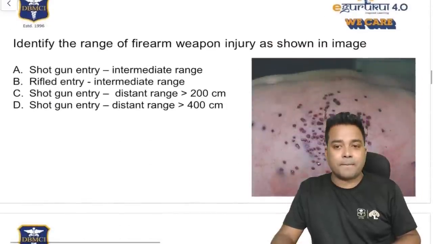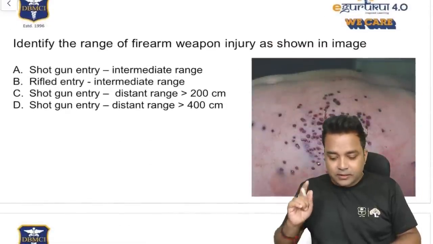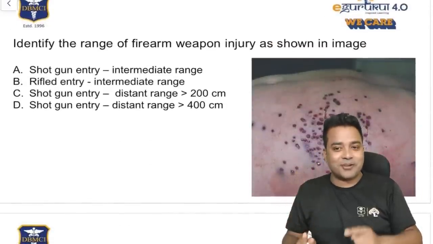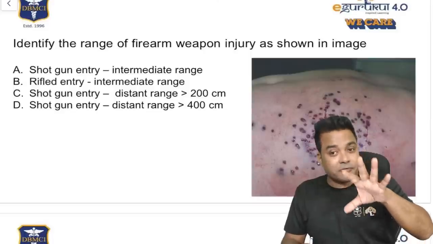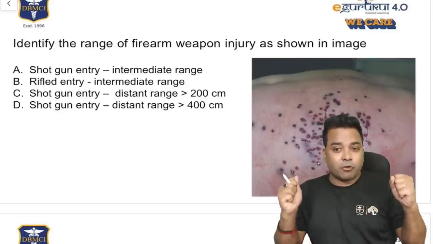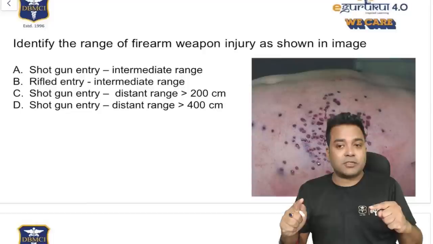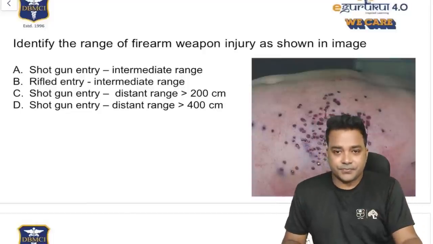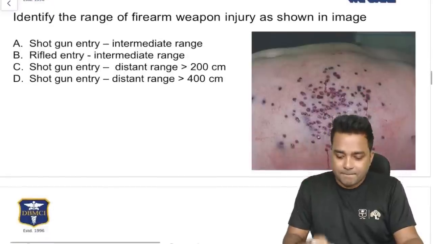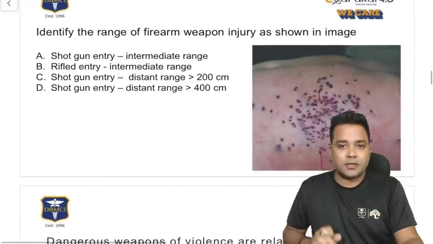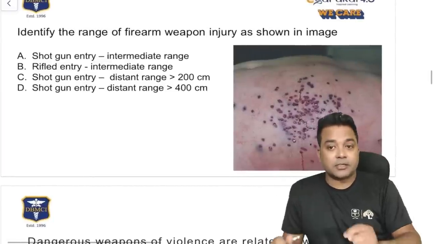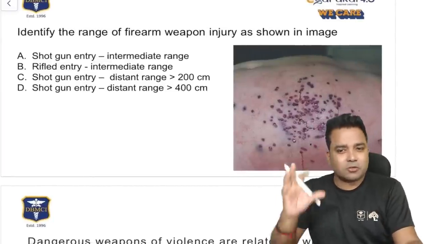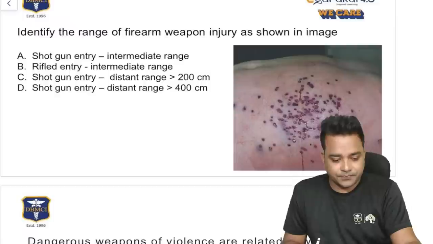Answer this one. Someone was requesting shotgun entry, rifle entry. I know this is a troublesome area. We'll make it very, very simple. You'll be very confident. The moment you see questions from this area, you'll become confident. First, try to answer this question. What will be correct? Let me show you the image. Identify the range of the firearm weapon injury as shown in the image. This was a sort of image shown in the exam.